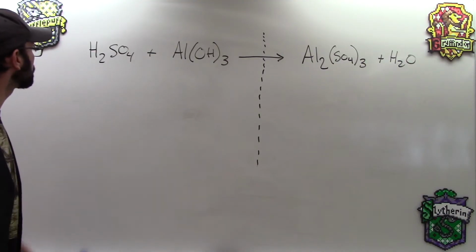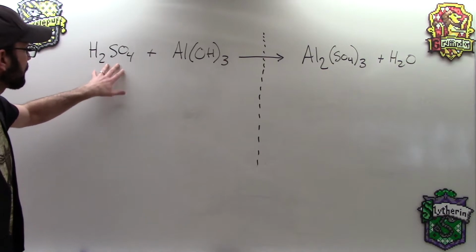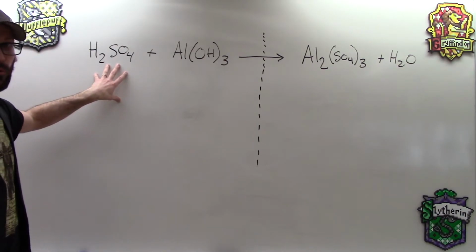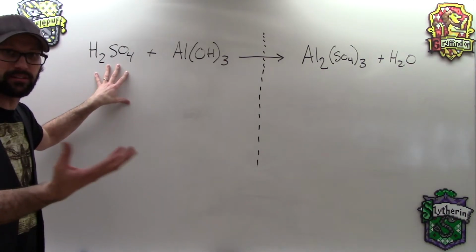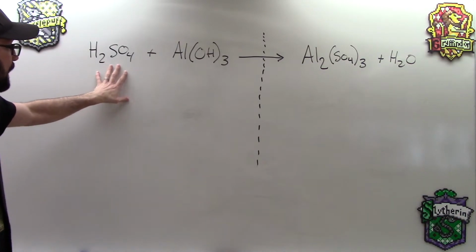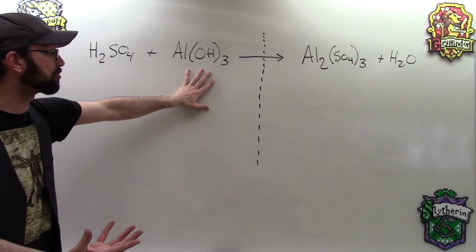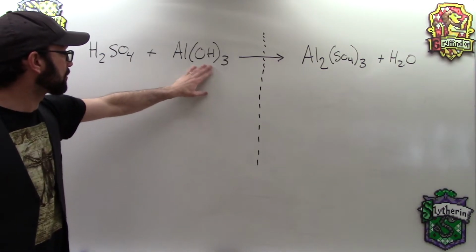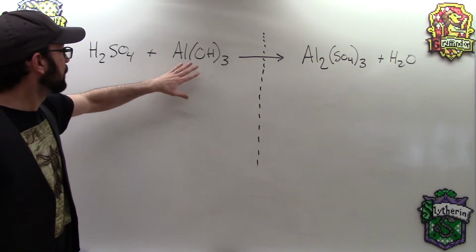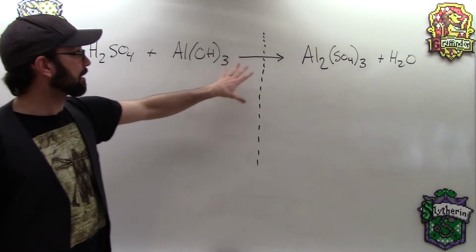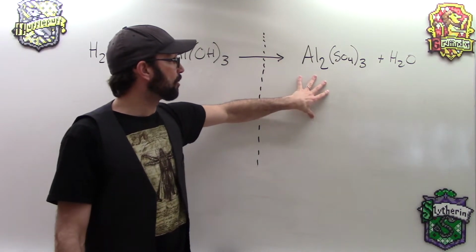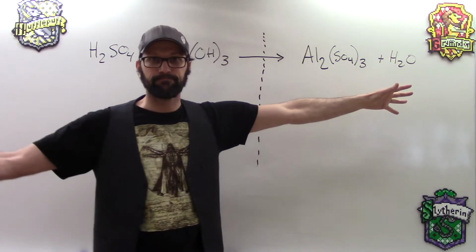So what we have in this equation is hydrogen sulfate. If it was in an aqueous solution, but I didn't do states again, don't complain, that would be sulfuric acid reacting with this base, aluminum hydroxide. So this is a neutralization. Don't worry about that if you don't understand it. We're just balancing equations. These two compounds react together to produce aluminum sulfate and water.